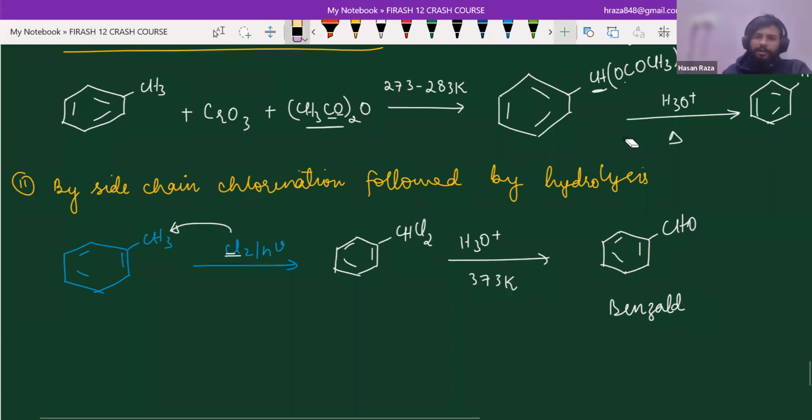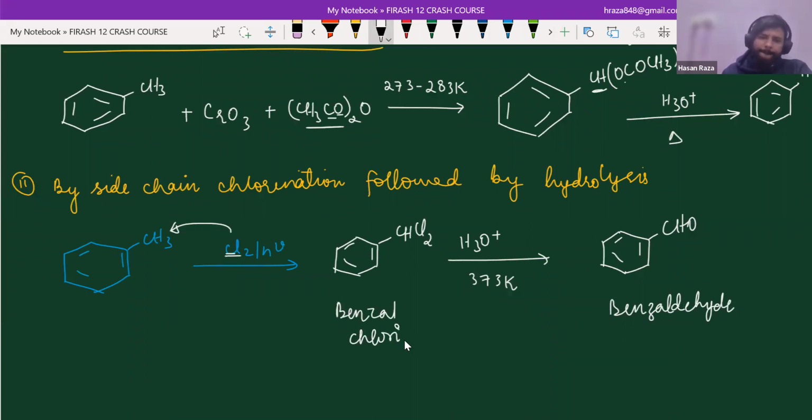This is your benzal chloride. And this is your toluene.